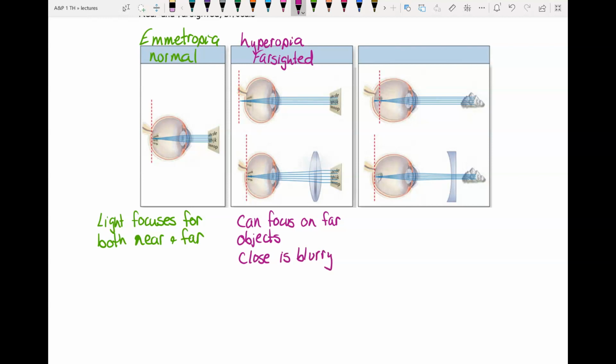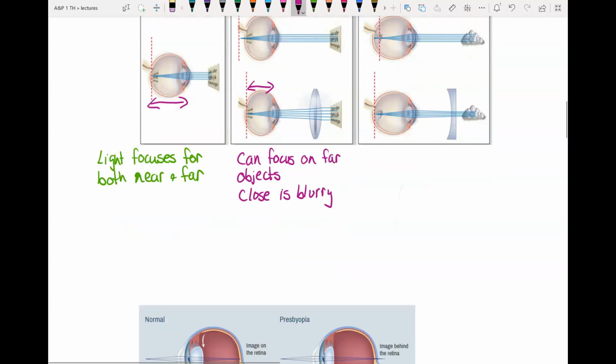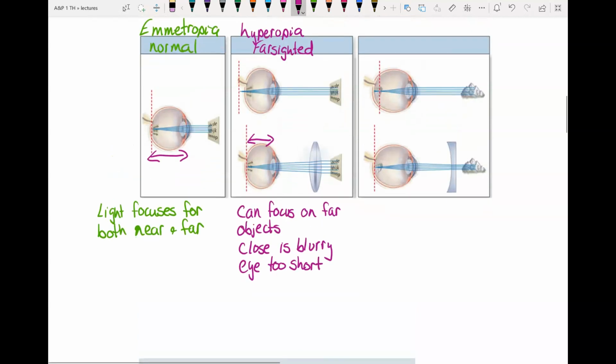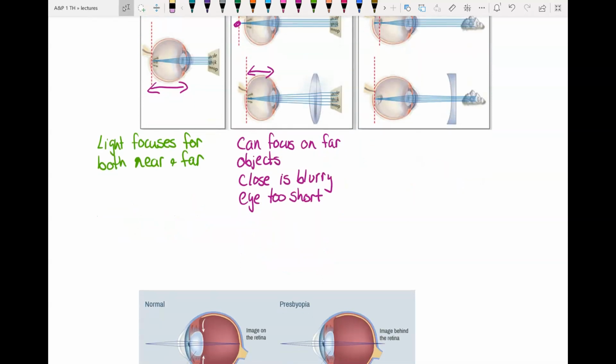So compare this eyeball with the normal eyeball. Notice this eyeball is kind of short and squished. Look at the length of the normal one. So in the case of farsightedness, the eyeball is too short. And having this eyeball too short means that when you're looking at something near, the focal point of the light is back here behind the retina, where it should be if the eye were a normal size. So the correction for this is a convex lens.